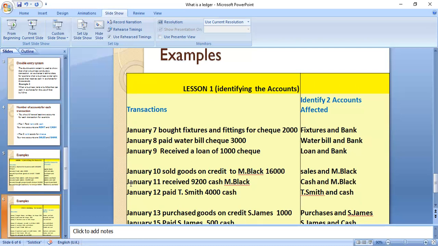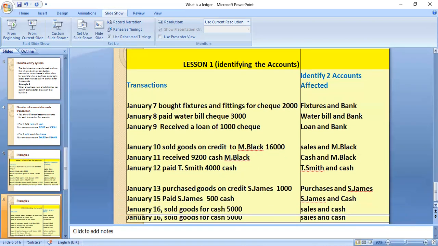The next one is January 11, and it says received $9,200 cash, and this is coming from M Block. So the two accounts affected are cash and M Block. And on January 12th, we paid T Smith $4,000 cash. So two accounts affected are T Smith and cash. And so, remember, we're going to put this information in his account to show that we paid him some of the money that we had for him.